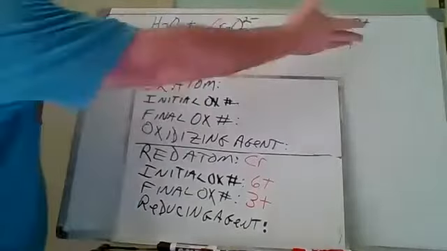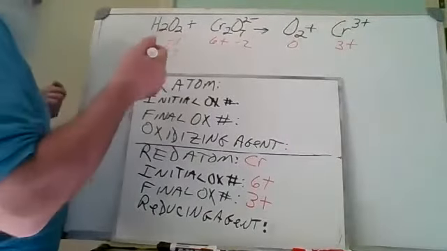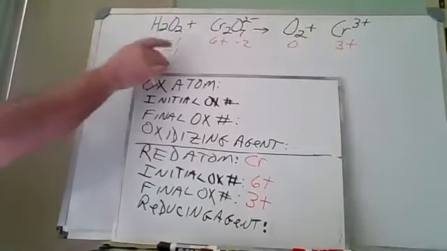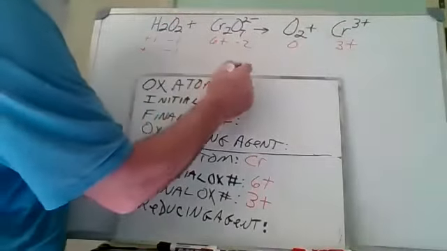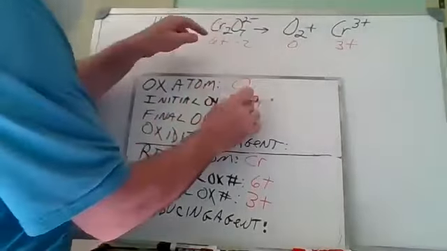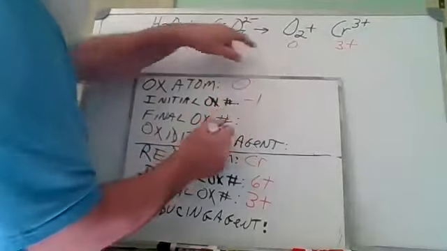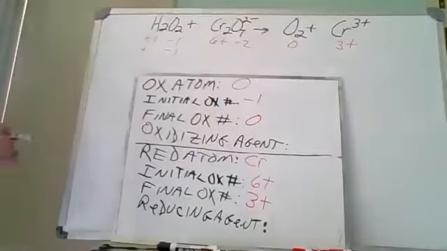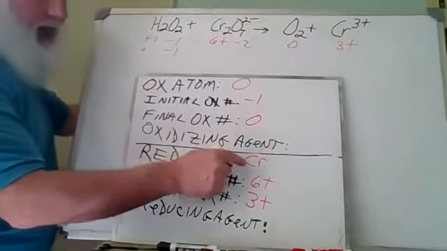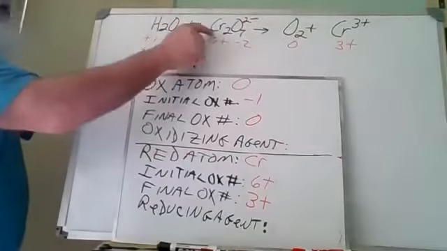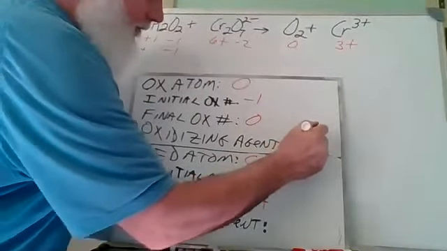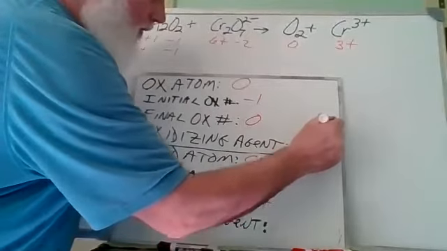All right, because we don't see any oxides or peroxides on that side. But let's take a stab at these two. So oxygen begins at -1, ends up at 0. Now, the oxidizing agent contains the atom that is itself being reduced on the reactant side. So that's the dichromate ion.